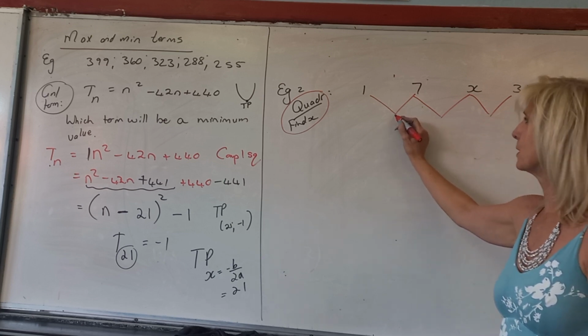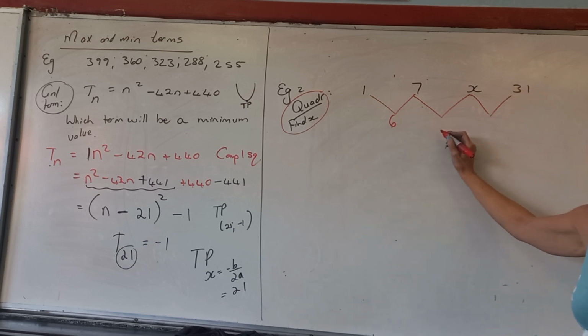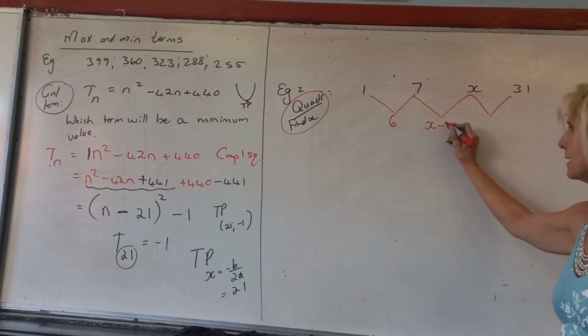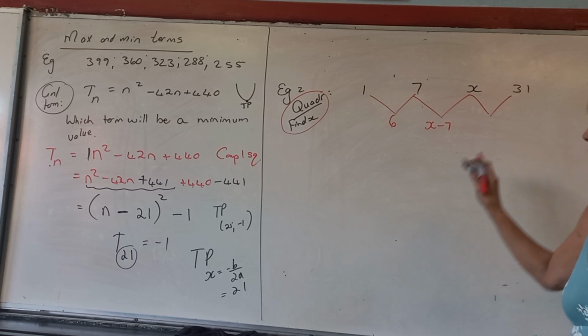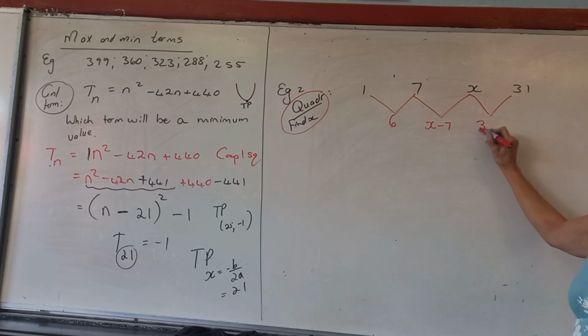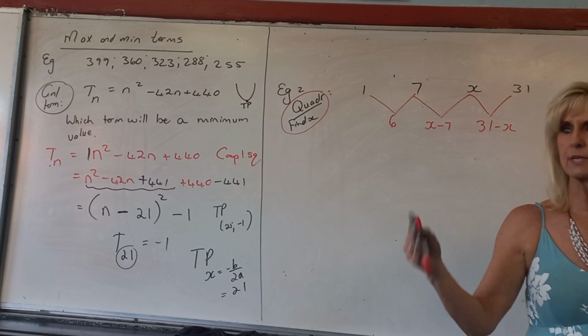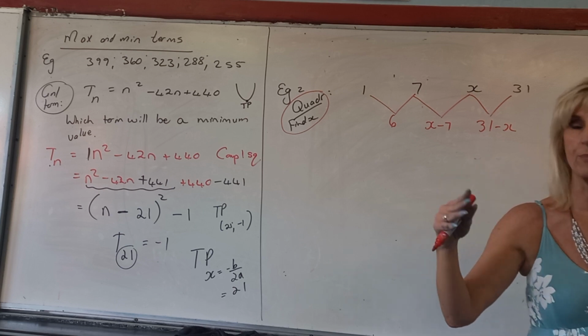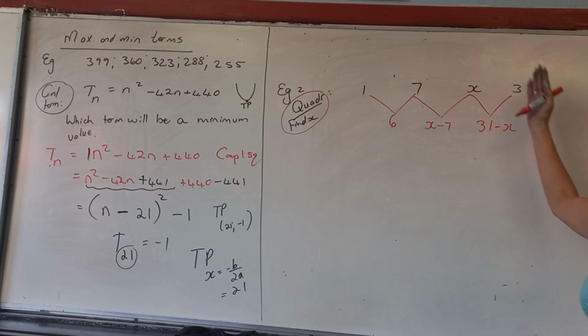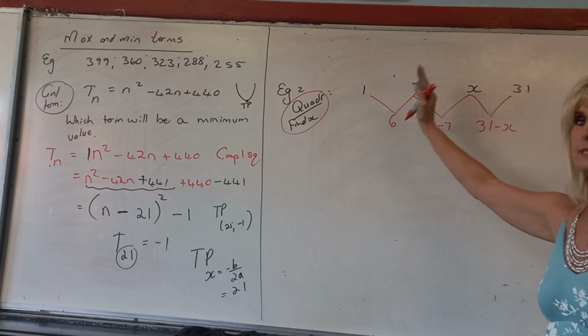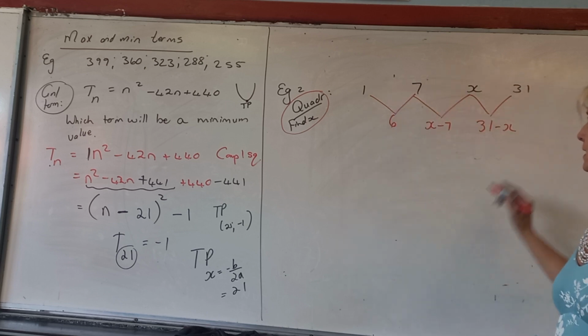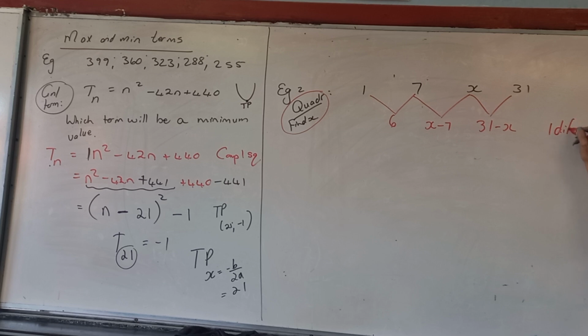7 minus 1 is 6. x minus 6. Aha. x minus 7. That's it. And here? 31 minus x. Not x minus 31. It's so important. That's the reason why I was keeping on that same old thing. It has to be the fourth one minus the third one, the third one minus the second one, etc. Okay, so that's my first difference.